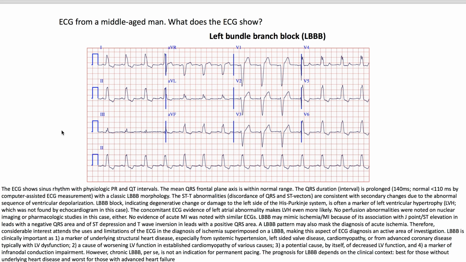This ECG is from a middle-aged man. What does the ECG show? The answer: left bundle branch block.